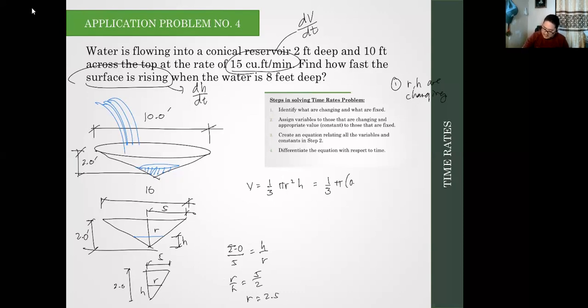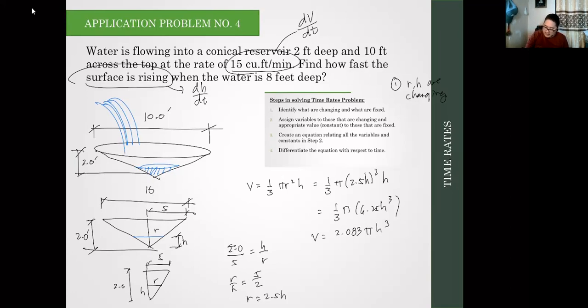Okay? So, si R yung sa-substitute natin dito. So, 2.5H squared times H. This will be 1/3 pi. 2.5 squared is 6.25. H cube na. Multiply ko na yung H. Okay? And divide natin ng 3. So, volume natin will be equals to 2.083 pi H cube.